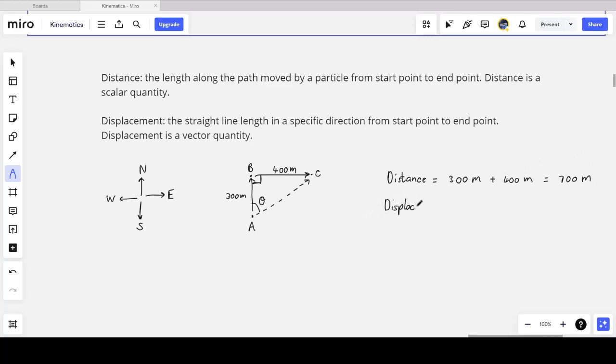My displacement, on the other hand, is going to be a little bit more tricky. So my displacement, I can see, will require a bit of Pythagoras. I have a right angle triangle, and I'm trying to find the hypotenuse of this right angle triangle. And so it is the square root of 300 squared plus 400 squared. Now you see why I chose these numbers. So the displacement is 500 meters. So AC was 500 meters. So in actual fact, my displacement is only 500 meters, even though I physically walked 700 meters.